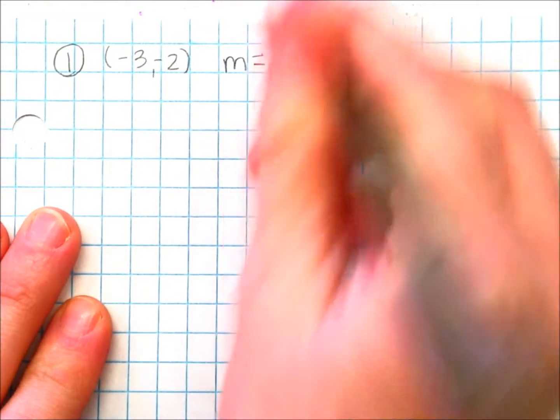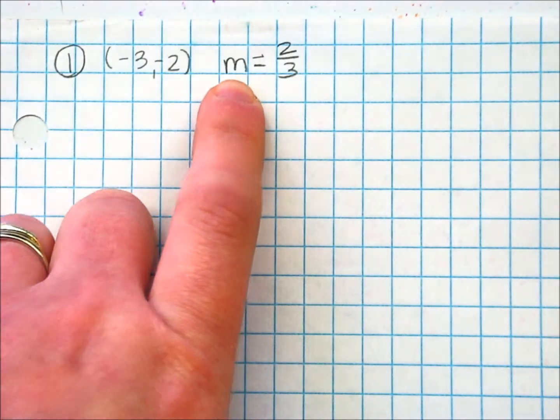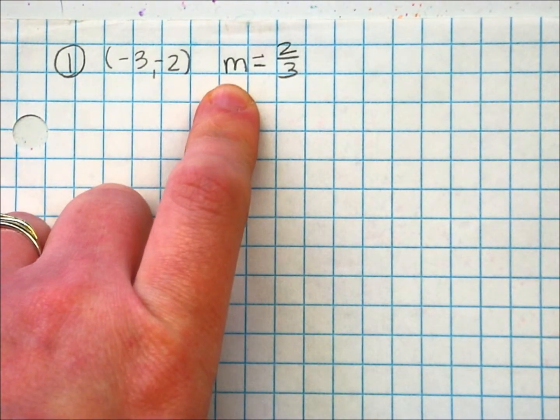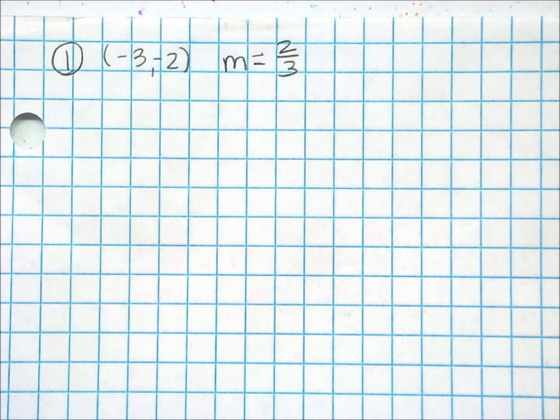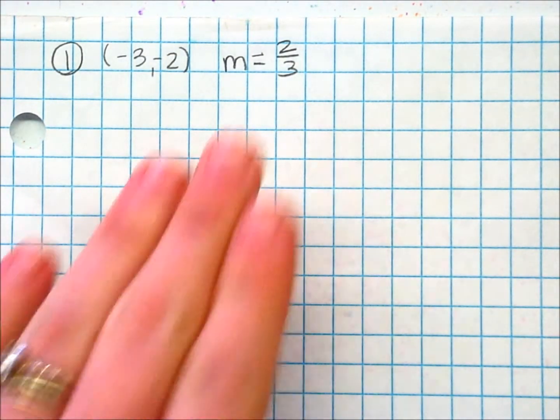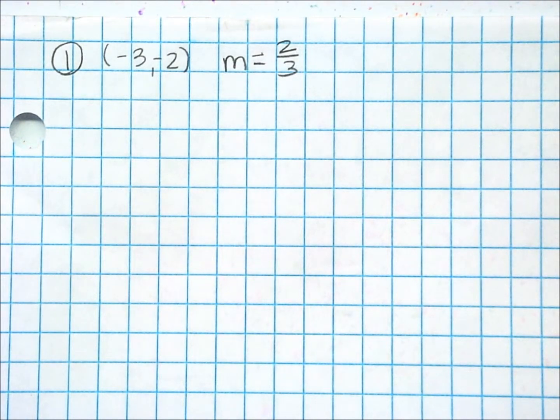Now, notice I didn't write the word slope. I wrote the letter M. M stands for slope in mathematics. In mathematics, you use the variable M to represent slope. It's an abbreviation, so I just wrote M so I didn't have to write the word slope out. What I need to do is draw a line that goes through the point -3, -2 and has a slope of 2/3.